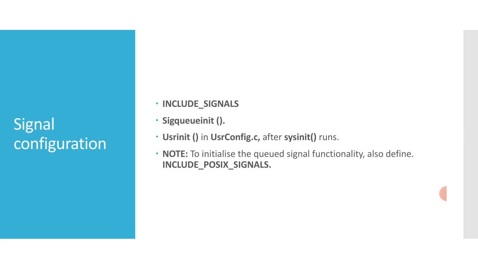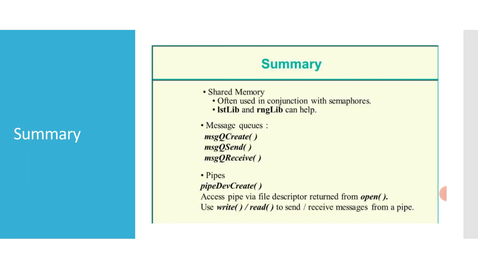Then in summary, shared memory is often used in conjunction with semaphores, lstLib and rngLib can help. Message queues: msgQCreate, msgQSend, msgQReceive. Pipes: pipeDevCreate, access pipe via file descriptor returned from open. Use write and read to send and receive messages from a pipe. That we will see in the coming basic input output video.